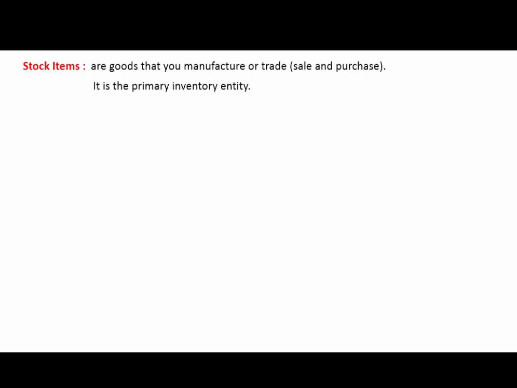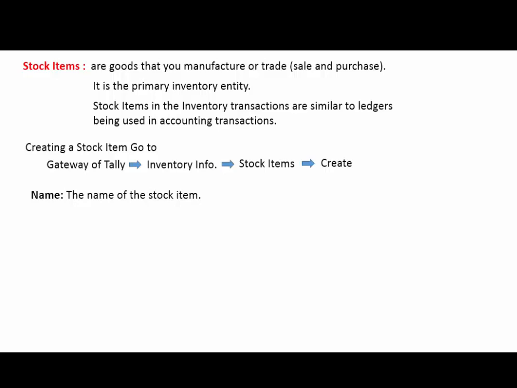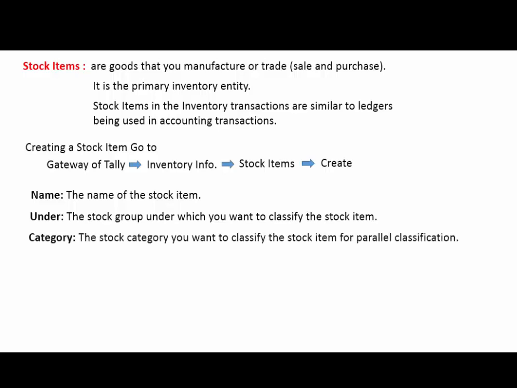And last is a stock item, or goods that you manufacture or trade, sell and purchase. It is the primary inventory entity. The stock item in the inventory transactions is similar to a ledger being used in accounting transactions. To create a stock item, go to Gateway of Tally, inventory info again, in that stock item and create it.